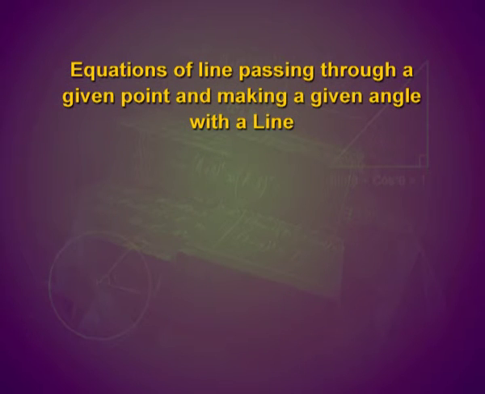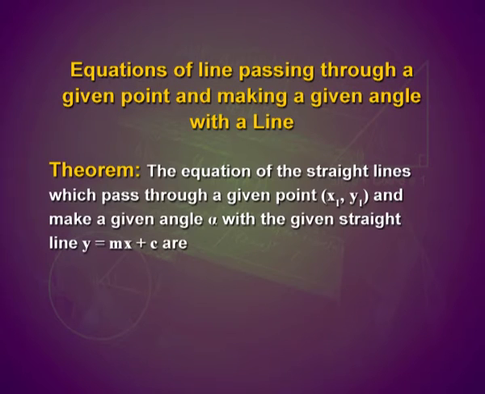Now, let us look into the equations of line passing through a given point and making a given angle with a line. We have a theorem relevant to this. The equation of the straight lines which pass through a given point x1 y1 and make a given angle alpha with the given straight line y is equal to mx plus c are, y minus y1 is equal to m plus or minus tan alpha upon 1 minus or plus m tan alpha into x minus x1. Let us solve an example.